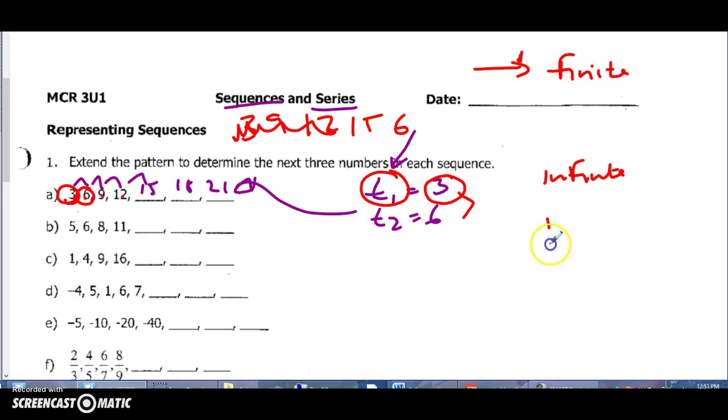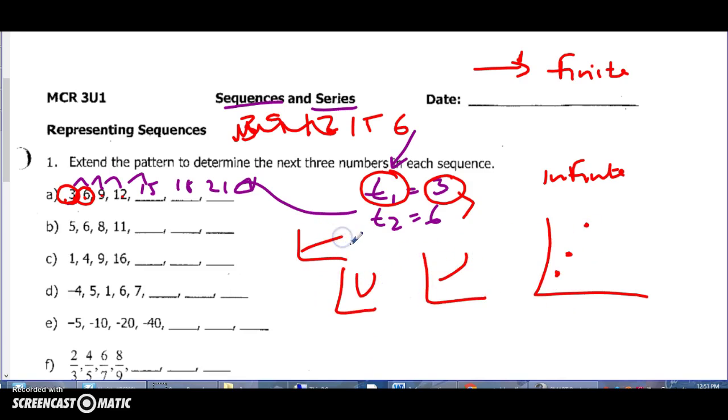If I plotted this, the first term is 3, the second term is 6, the next term is 9. It might be linear, but we're not drawing a line here. When we were doing quadratics and linear stuff, we were drawing lines, and the domain was x is a real number. Here we're not looking at real numbers. We're looking at natural numbers, the counting numbers. So there's no line here, nothing in between.